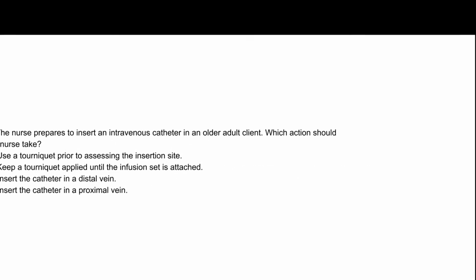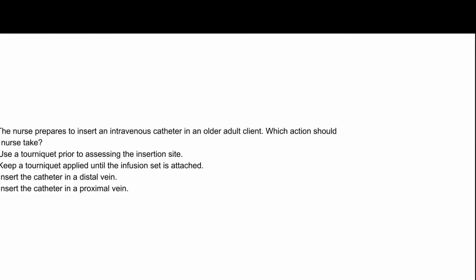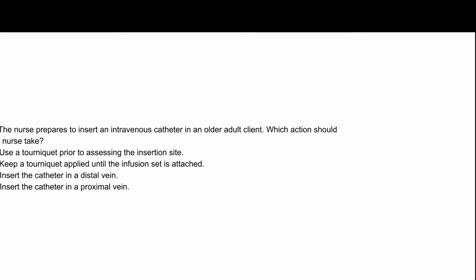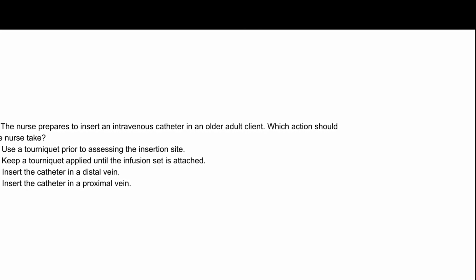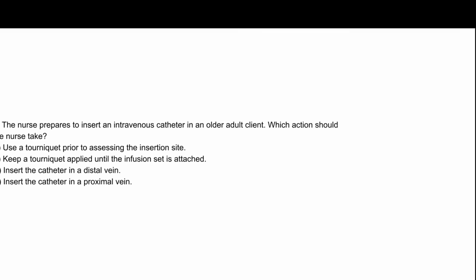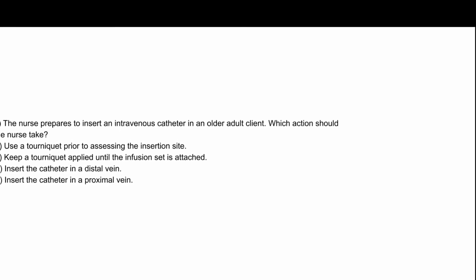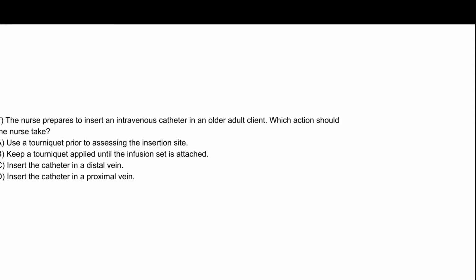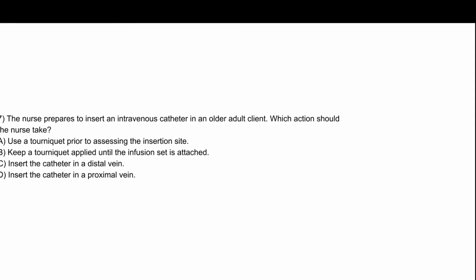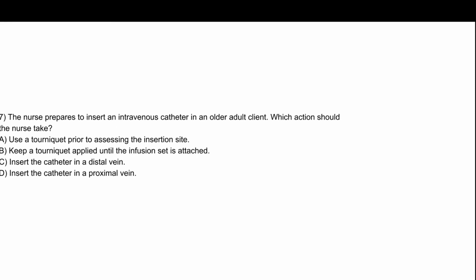7. The nurse prepares to insert an intravenous catheter in an older adult client. Which actions should the nurse take? A. Use a tourniquet prior to assessing the insertion site. B. Keep the tourniquet applied until the infusion set is attached. C. Insert the catheter in a distal vein. D. Insert the catheter in a proximal vein.